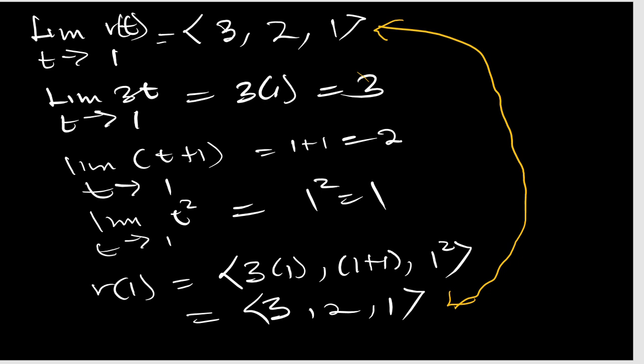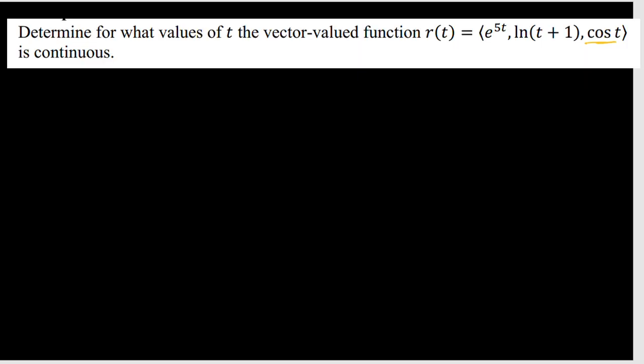The next thing we shall look at is the range of continuity of a vector function, the range of values of t for which a vector function is continuous. Let's look at the first example. We have to determine for what values of t the vector valued function r of t, which is defined as e to the power 5t, the natural log of t plus 1, and cos t, is continuous.